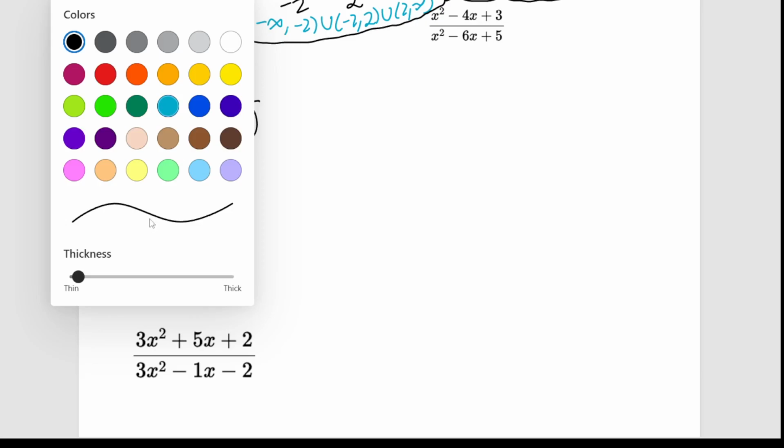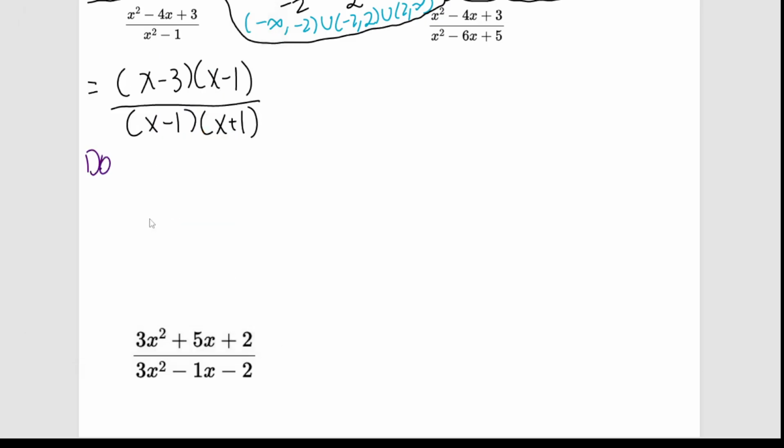In order to find its domain, which I would recommend doing next, you want to make sure that neither of your factors equal 0, so x minus 1 cannot be 0 and x plus 1 cannot be 0. For the first one, add 1 to both sides, so x cannot be 1. For the second one, subtract 1 from both sides, so x cannot be negative 1.